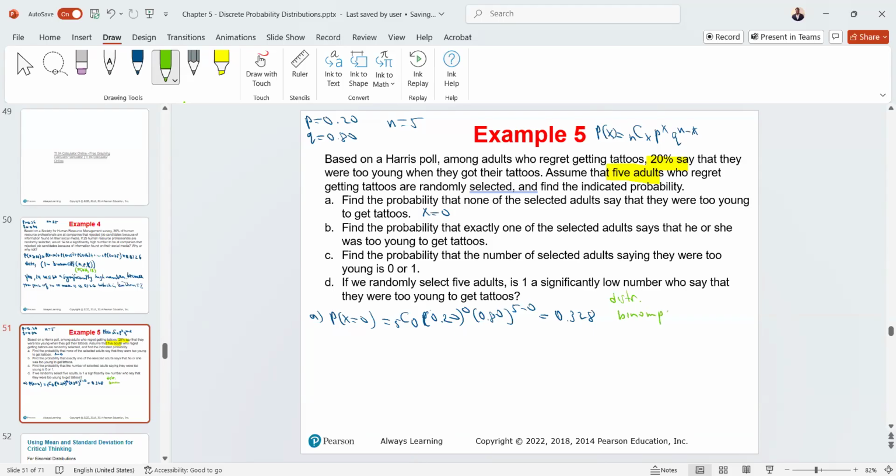Remember, if you do calculator with TI-84, after you do distribution from the calculator, you need to do binomPDF. You put N, which is 5, probability of success 0.20, and X is 0. Answer would approximately be the same.